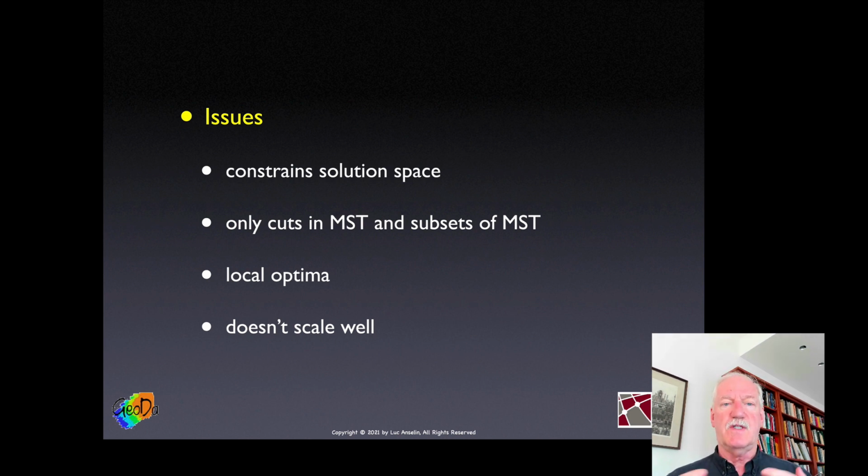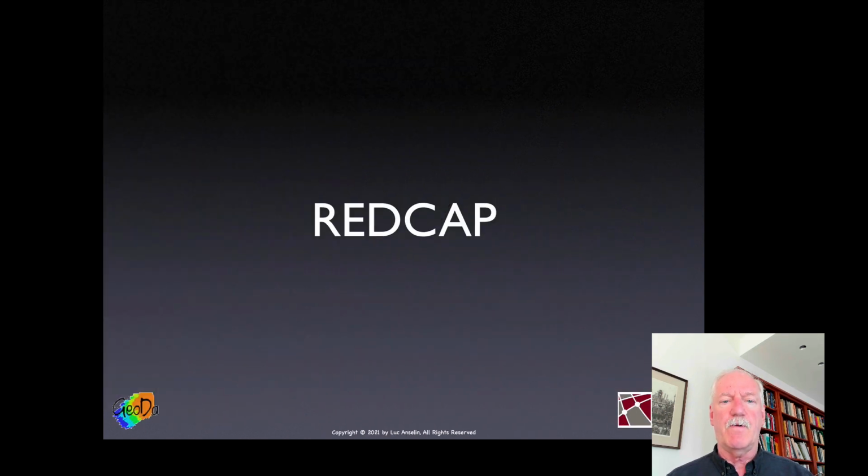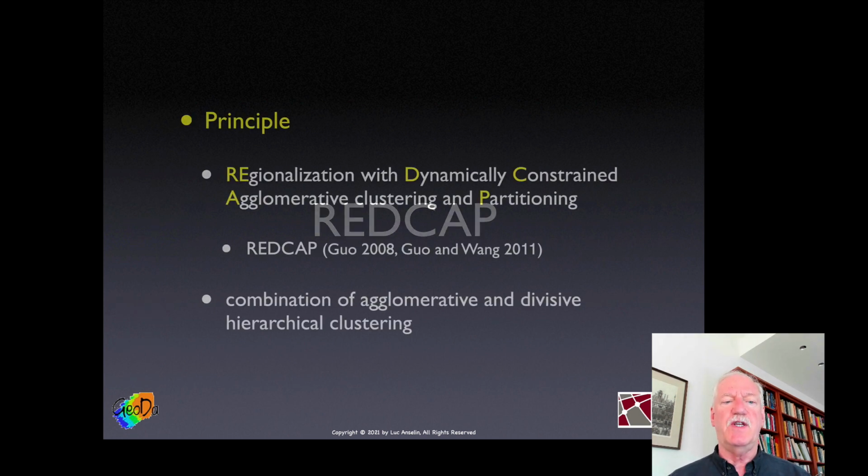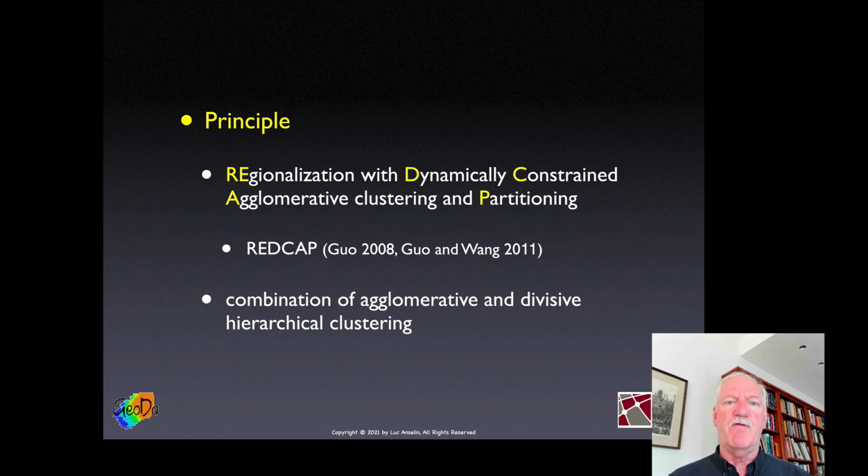And as I mentioned, since these internal sum of squares need to be recalculated for every possible cut, this doesn't scale that well. It can be made more efficient, but in essence, for very large data sets, it's a bit of a challenge. Okay. And finally, Redcap. And Redcap, as it turns out, combines features from both the spatially constrained hierarchical clustering and from the logic behind Skater. Redcap stands for, again, something pretty complicated: regionalization with dynamically constrained agglomerative clustering and partitioning.